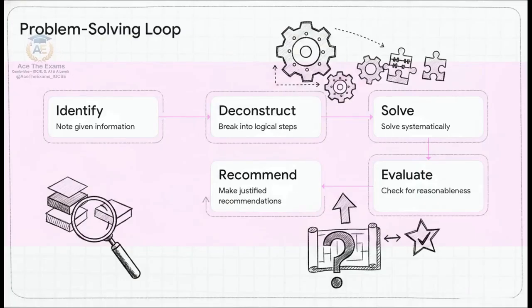Your ultimate problem-solving sequence should follow this deconstruct, solve, evaluate loop. You identify the given information, break it into logical steps, and solve it systematically. But then, and this is the critical higher-order step, you check for reasonableness. Does your logic expression actually make physical sense in the context of the automated greenhouse? Finally, you make justified recommendations.